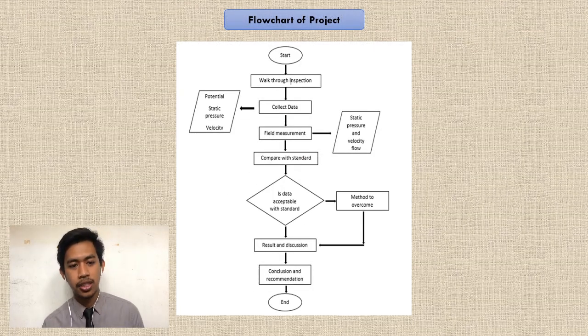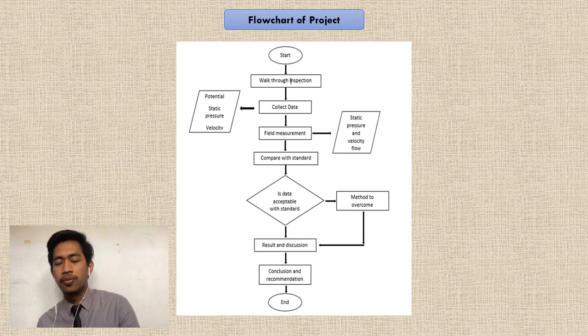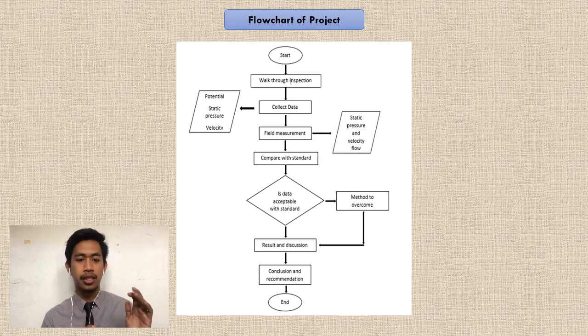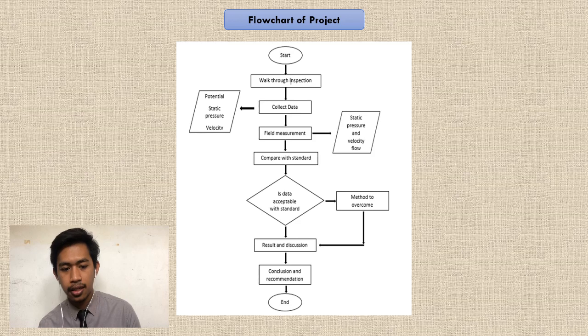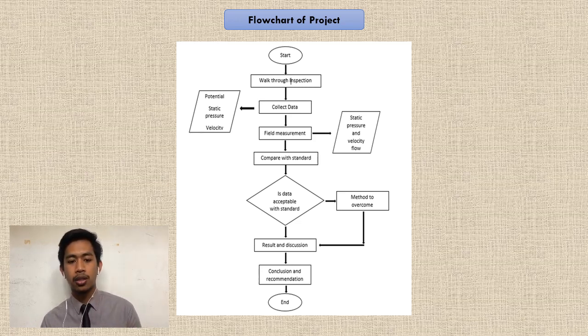For the flowchart, first is start, and then we do the walk-through inspection, collect the data, and fill in the measurements, which are the static pressure, velocity pressure and velocity for the system. Then we compare with the standard. If the data is acceptable according to the standard, we proceed to the result, discussion and analysis, and then conclusion and recommendation, and end. If the data is not suitable for the system, we use a method to overcome this and collect the data again.